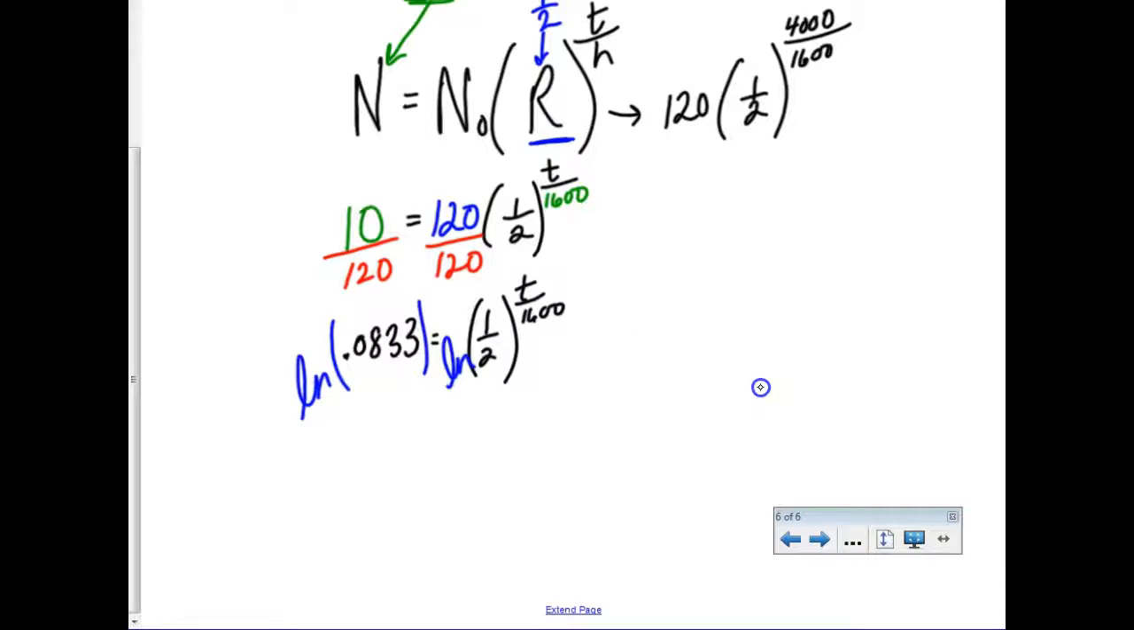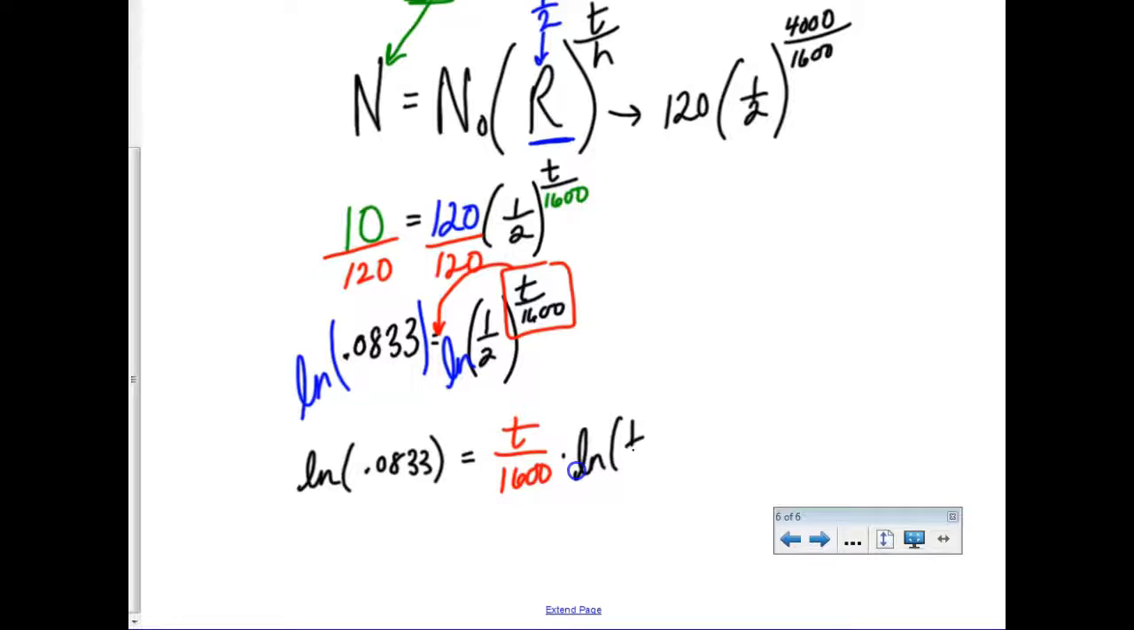While nothing cancels, what does happen? Why did we have to apply the natural log? Or a log, I should say. This exponent gets located down in front now. So you have whatever the natural log of 0.0833 is, equals, and then this T over 1600 is now down in front of the natural log of 1/2, which is something gross.